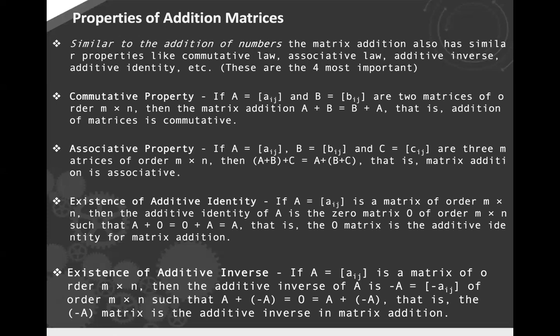Lastly, we have the existence of the additive inverse. If A1 is a matrix of order m times n, then the additive inverse of A is negative A equals negative A1 of order m times n, such that A plus open bracket negative A close bracket equals 0 equals negative A plus A. That is, the negative A matrix is the additive inverse of matrix addition.